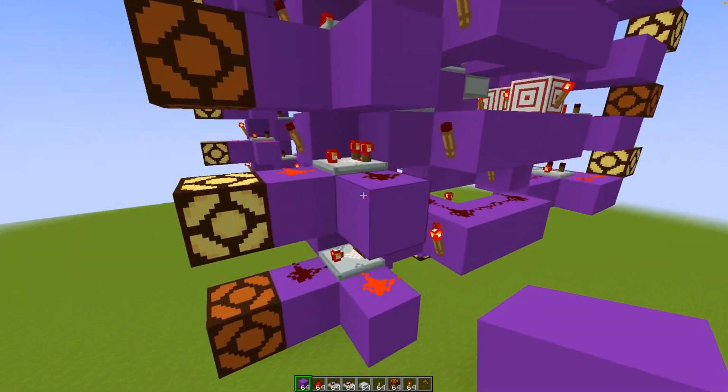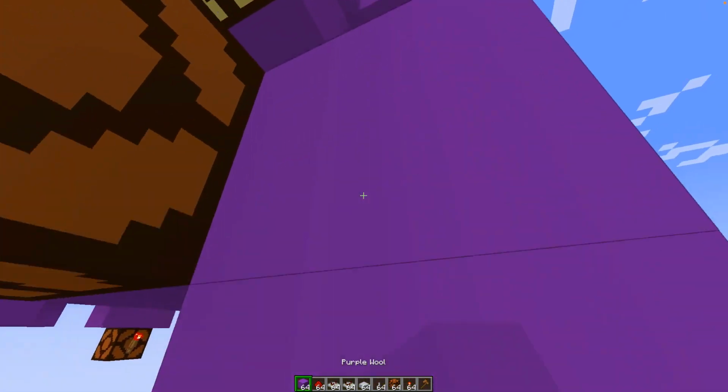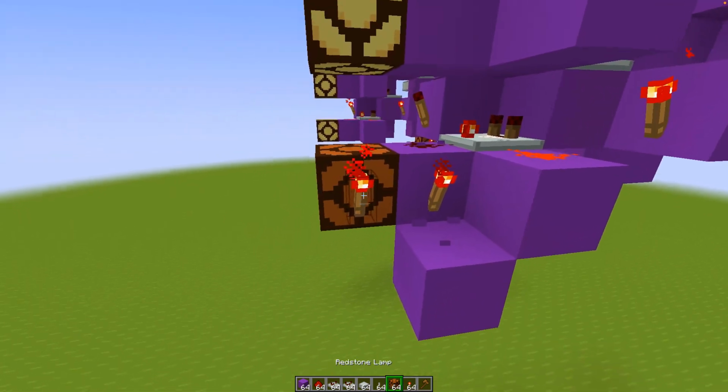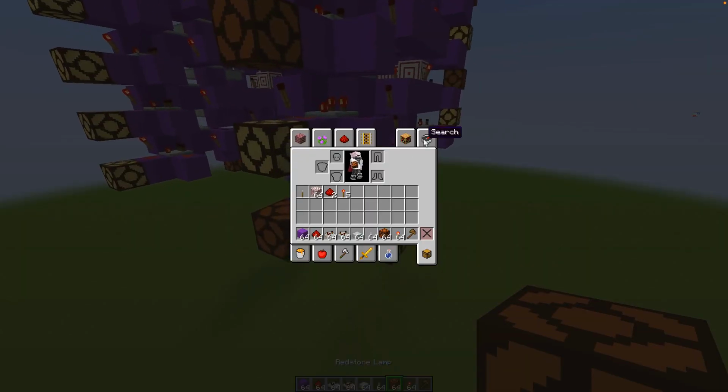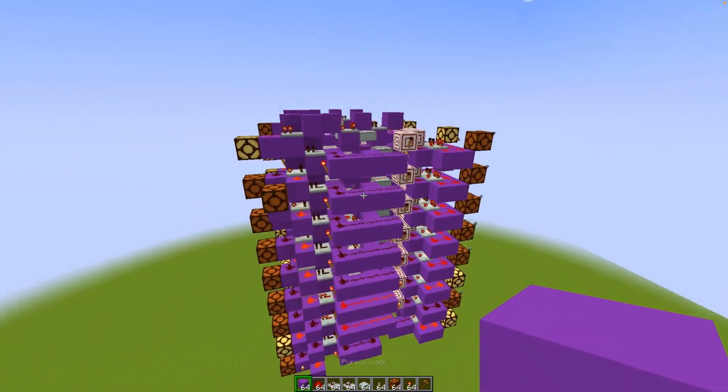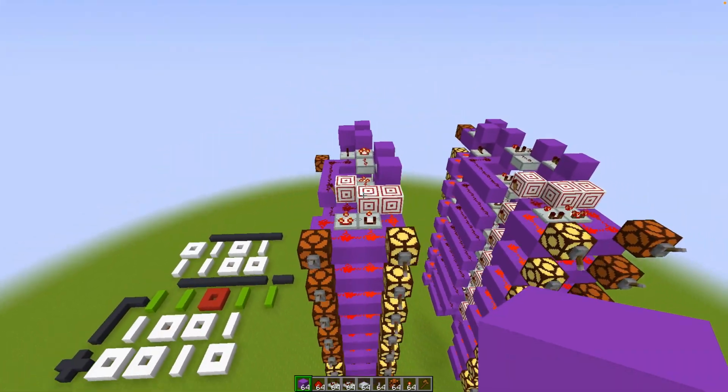Checking if the number's even is also extremely easy. We just check if this one is not on. There you go, that's our even flag. Now later on we will turn this into an ALU, but I think it's fine for now.